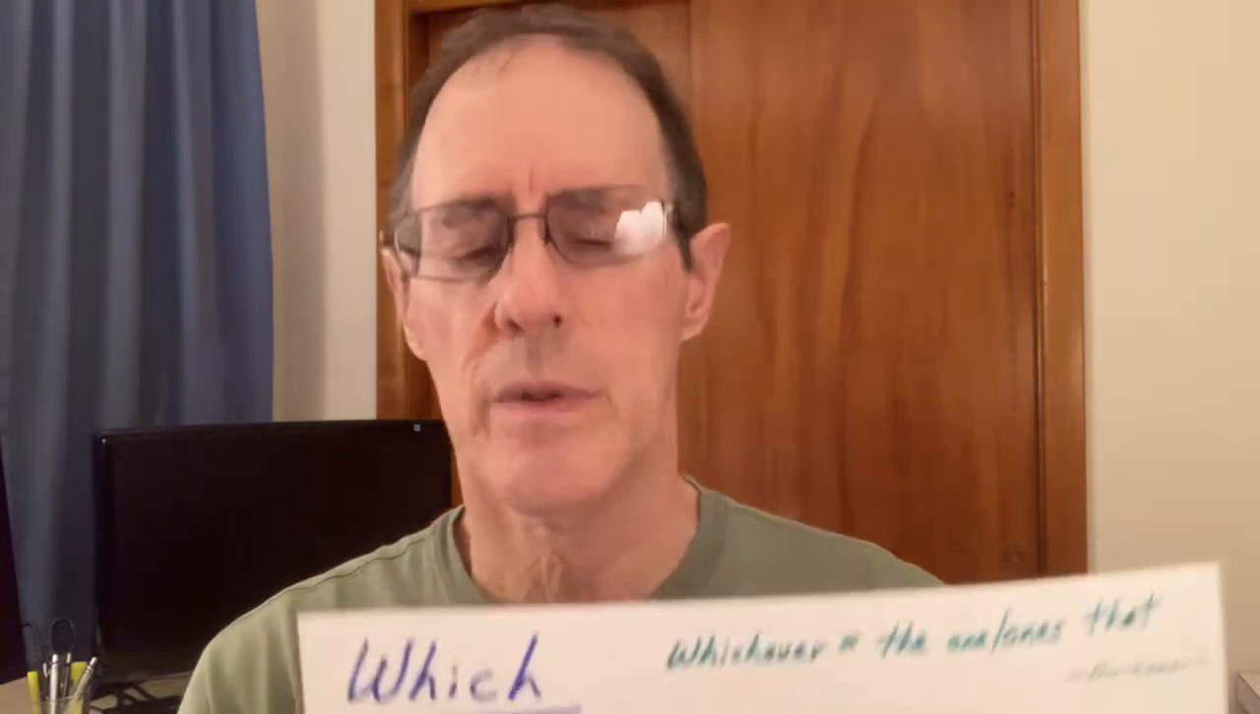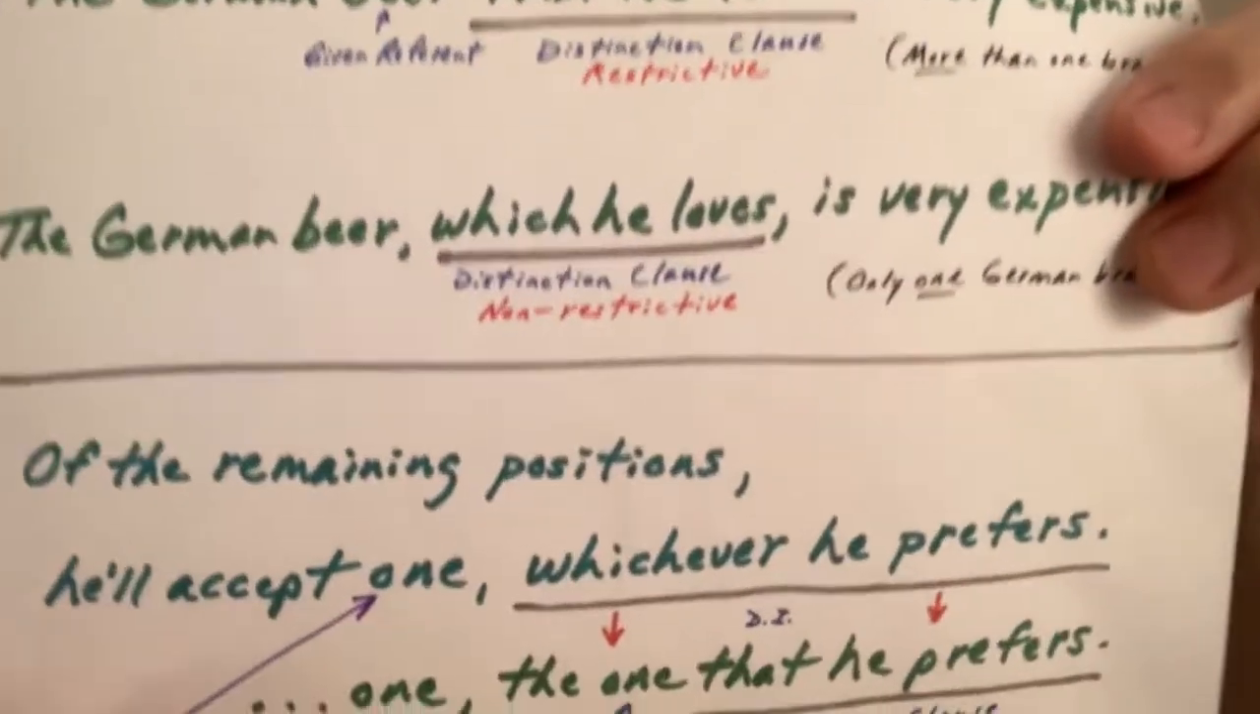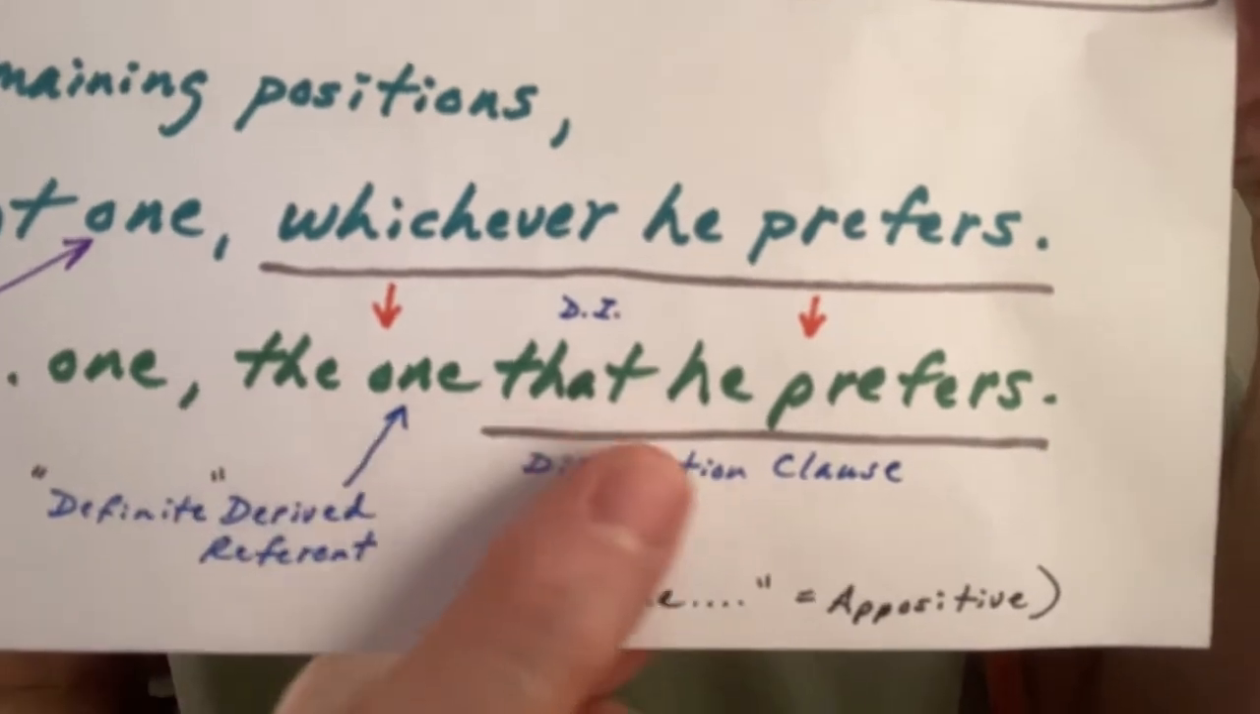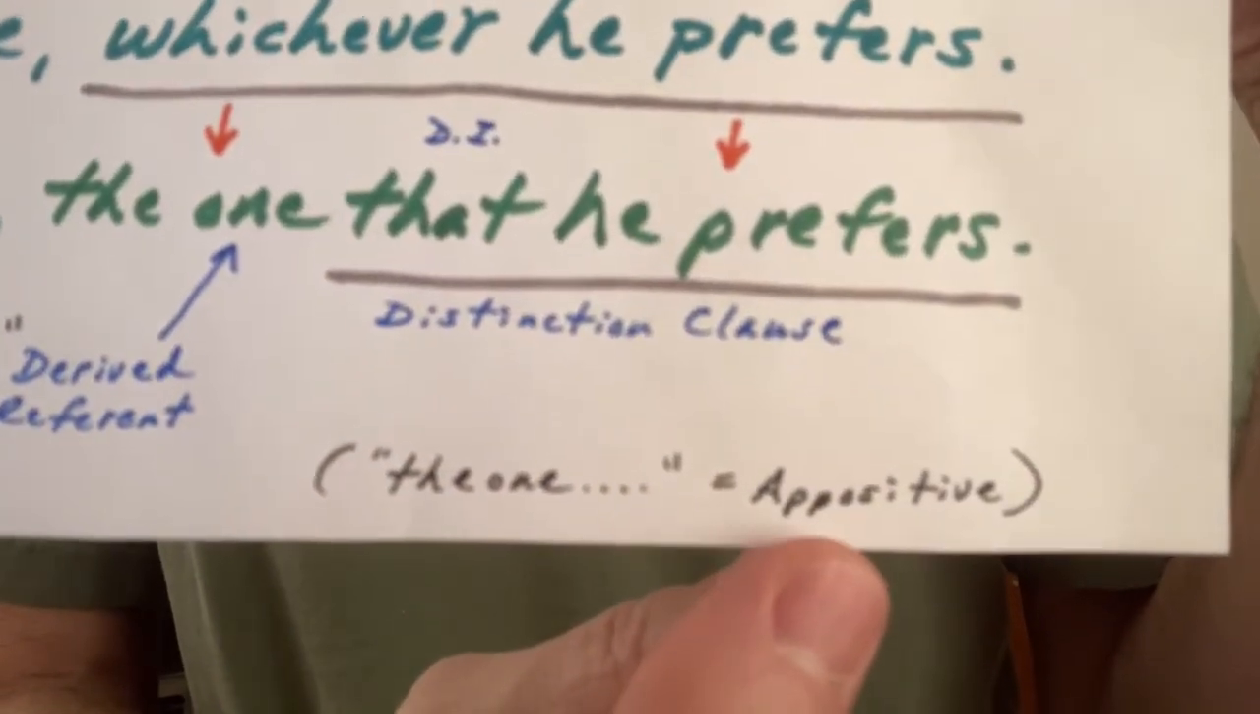Now, another thing you could say too, if you're really paying attention to my other videos, is when you say of the remaining positions, he'll accept one, comma, the one that he prefers, you could actually think of that as an appositive, which I talked about in another video and doesn't pertain to today, but I just wanted to show you that could be considered an appositive. I went as fast as I could, and we'll move on to the next one and see if you understand what I'm trying to say. I'm reclassifying these words and showing you how they actually work inside the mind.